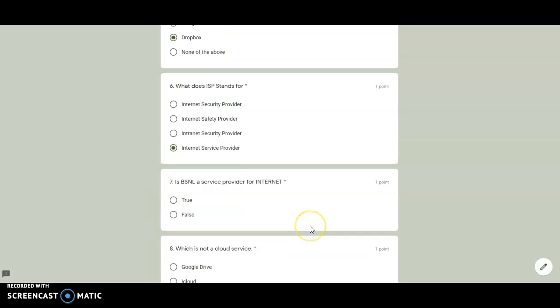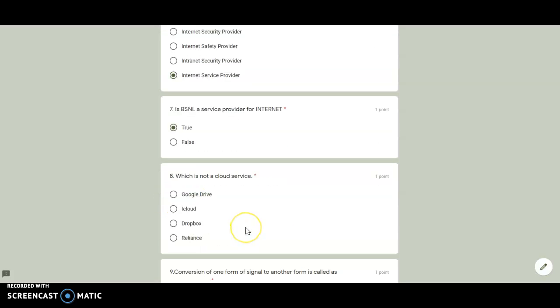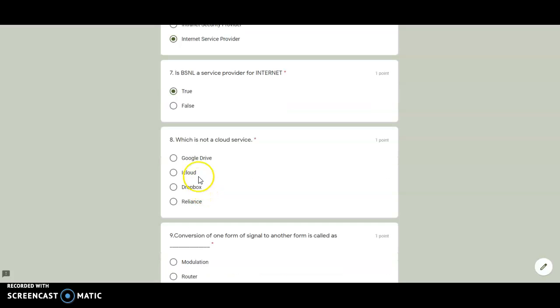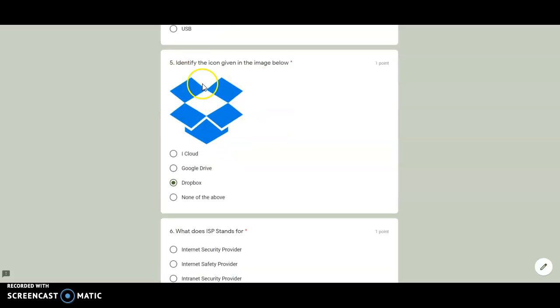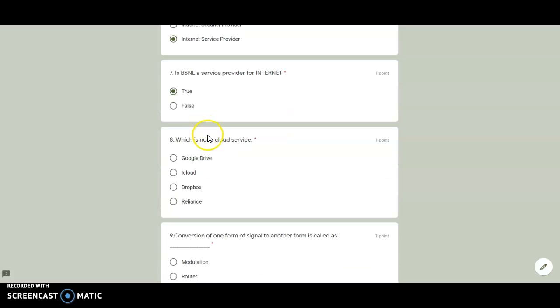Yeah, what does ISP stand for? It's Internet Service Provider. That's the correct answer. Is BSNL a service provider for internet? Yes, that's true. Which is not a cloud service? Yeah, Google Drive, yes, it gives us features of storage, it gives us features of sharing of resources, everything, right? We are using Google Drive. iCloud is a cloud service given by Apple, and Dropbox is also a cloud service.